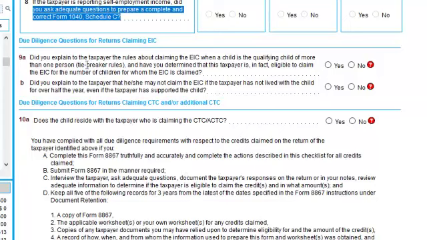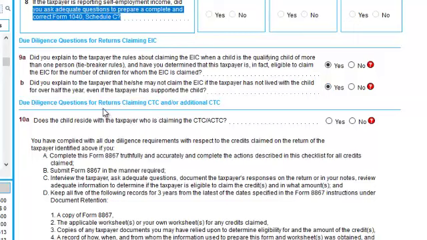Did you explain to the taxpayer the rules about claiming the earned income credit, EIC, when a child is a qualifying child of more than one person? Tie-break rules. Have you determined that the taxpayer is in fact eligible to claim the earned income credit for the number of children for whom the earned income credit is claimed? We're going to say yes. Again, an address with documentation on it was sufficient. Did you explain to the taxpayer that the child must live with him 6 months, which we did? If the taxpayer had not lived with the child for over half a year, even if the taxpayer has supported the child, we're going to hit yes.